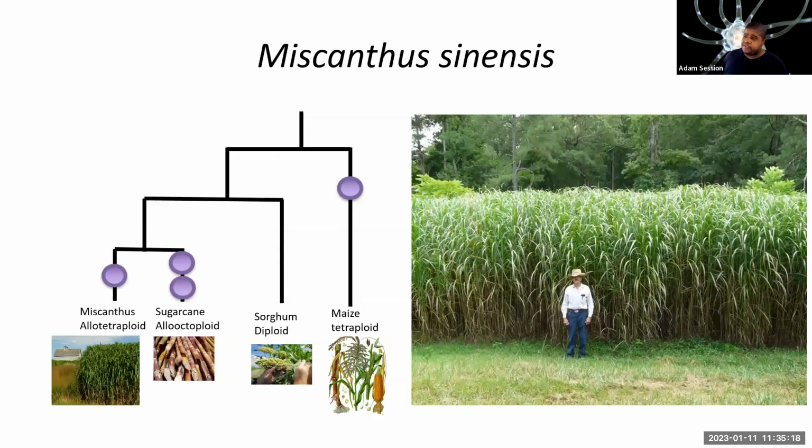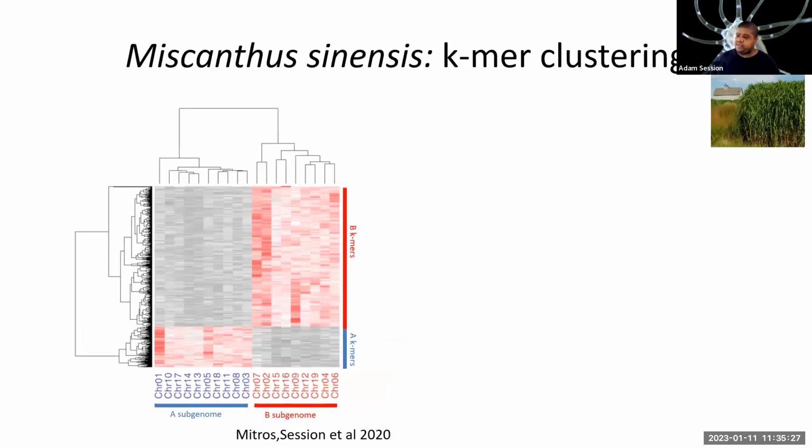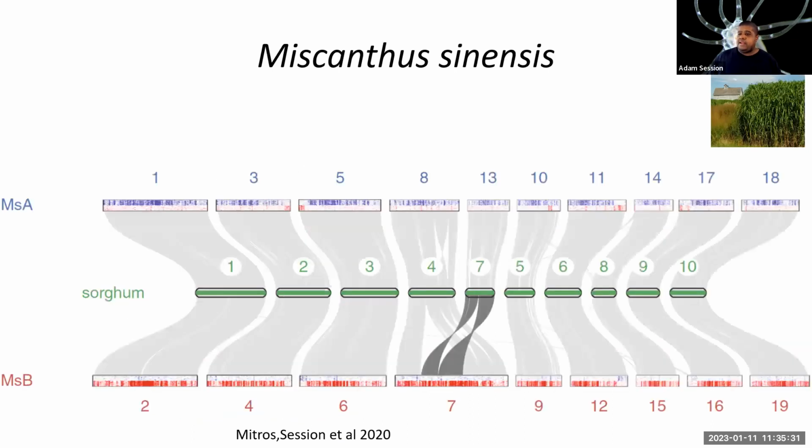So I worked on a number of different plants in my postdoc. Today, I just want to focus only on Miscanthus sinensis because it's a unique case where we did the exact same algorithm using the K-mers to identify A and B subgenomes. And then we're able to look at the entire Miscanthus genome compared to the diploid sorghum. Now there's this chromosome fusion, which you may notice, but there's some other things here which I want to zoom in on and focus on.